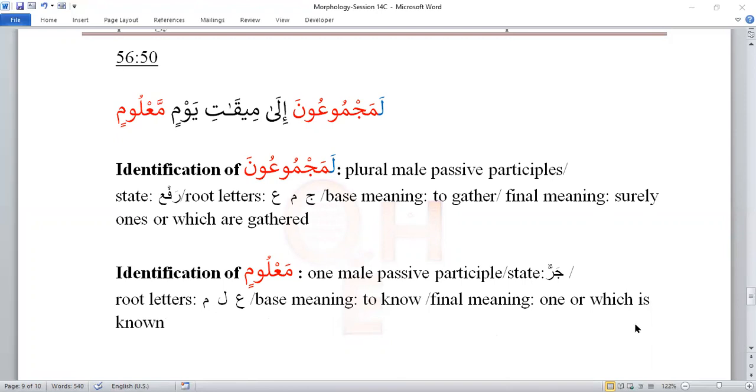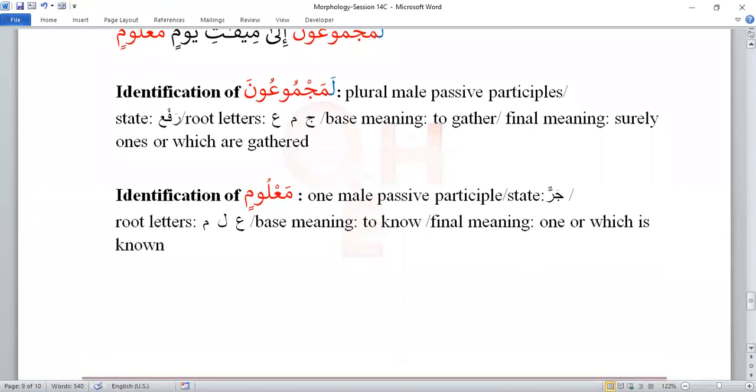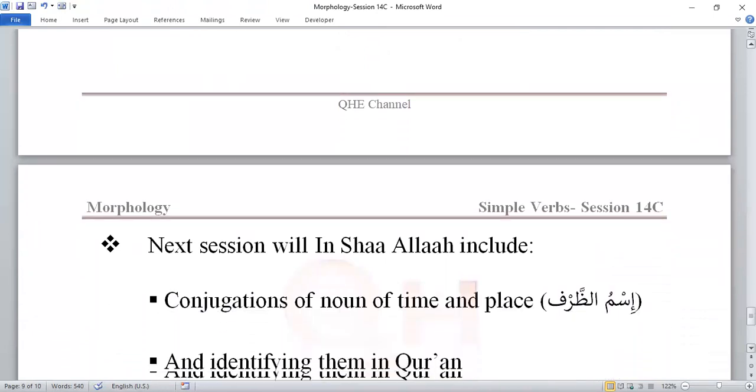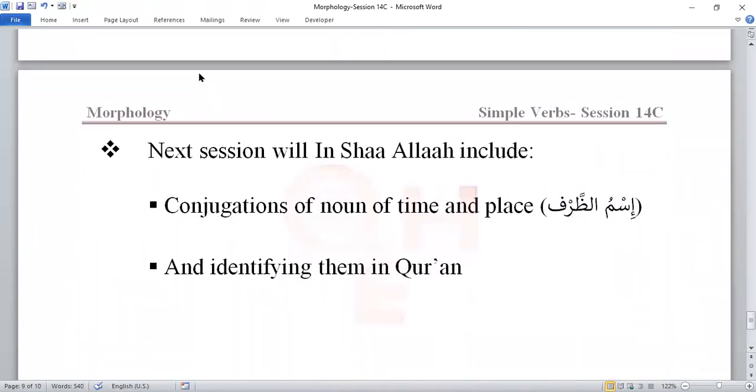Alhamdulillah. We have learned today the conjugations of passive participles, and we have gone through some examples in Quran. Let's see what's coming up in the next session. Next session, we are going to learn about the noun of time and place, Ismul Zarf. Okay, and we definitely, inshallah, are going to identify them in Quran.